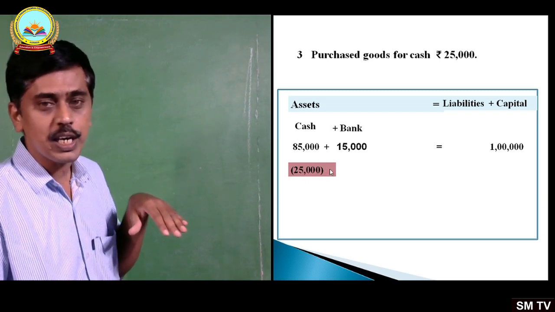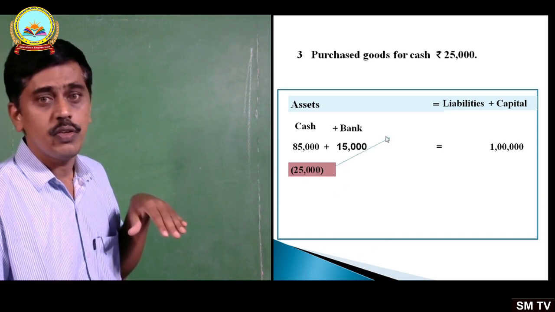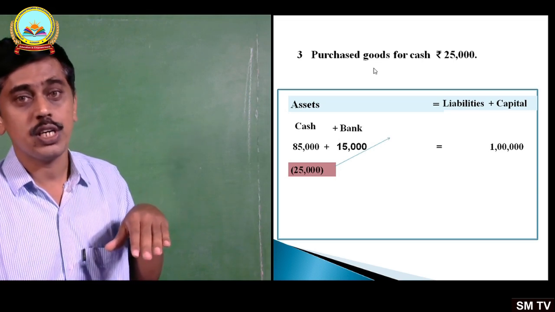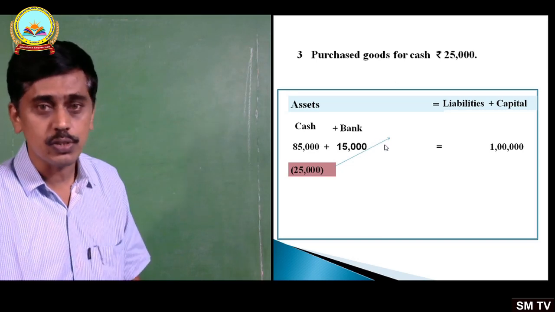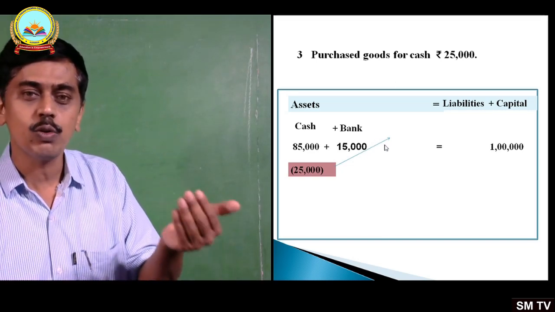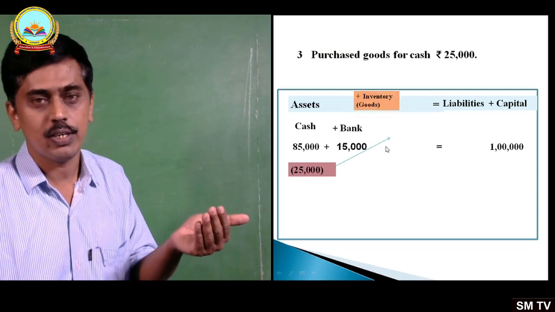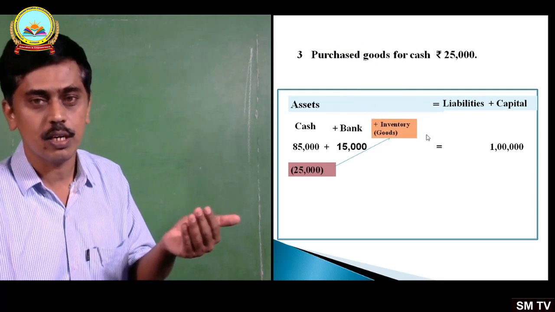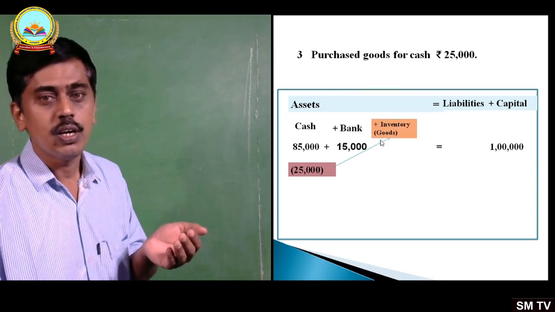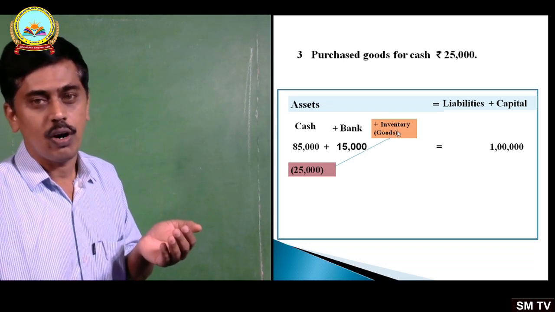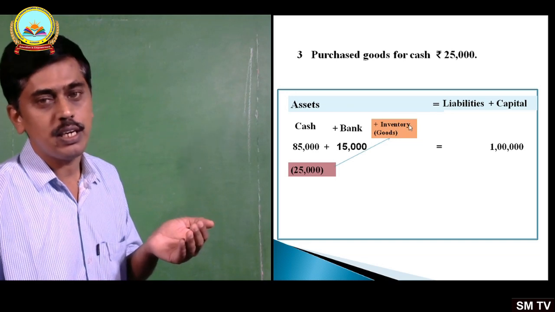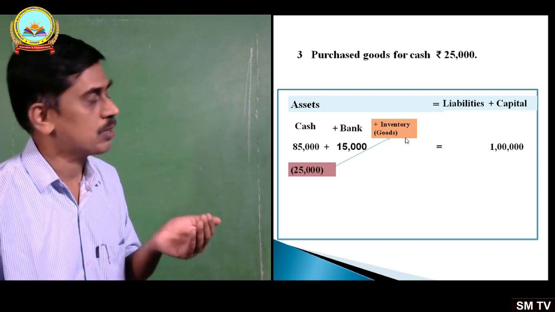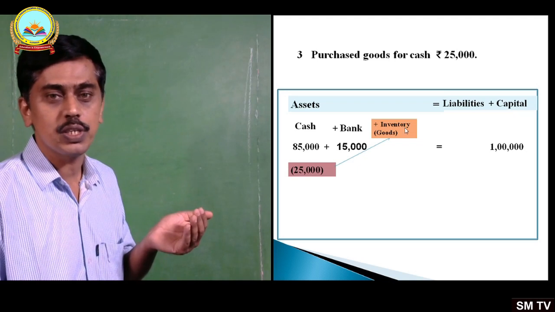What for does he pay cash? He pays cash to purchase goods. Goods is an asset. We may write here goods or inventory. Generally nowadays the term inventory is used. You may write goods or even purchases, and you may use inventory or even stock. Better you use inventory.